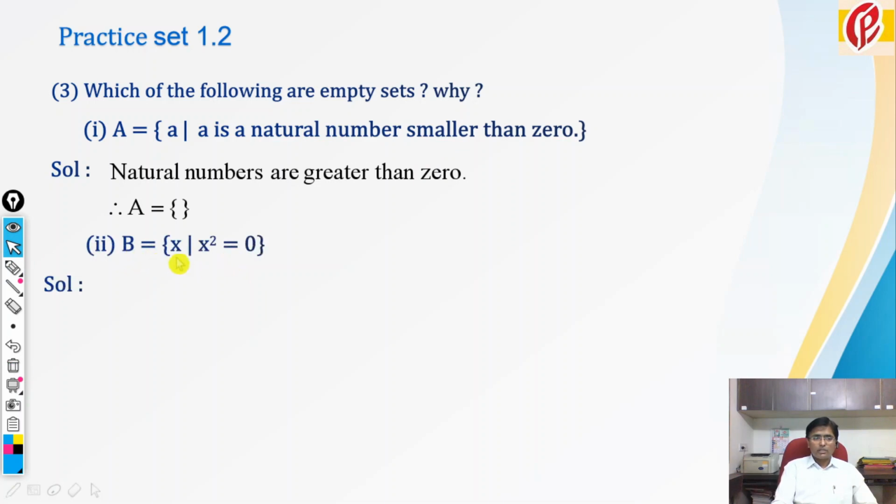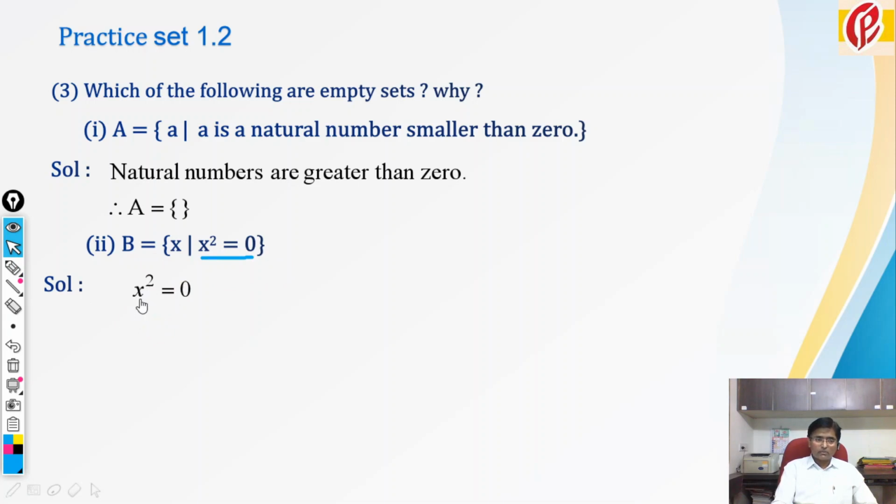Second, B is equal to {x such that x square is equal to 0}. Now we will find the values of x. So this is the formula given: x square is equal to 0. Now using this formula we will find the value of x. So x square is equal to 0.